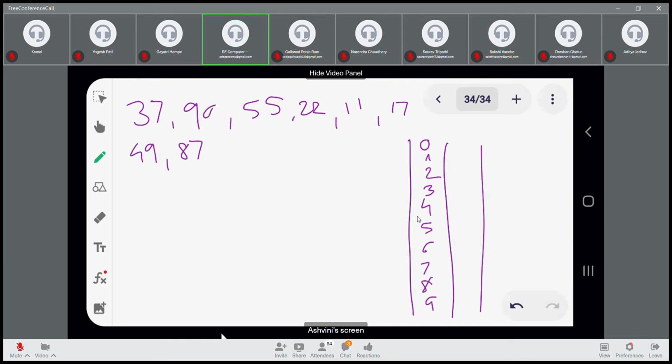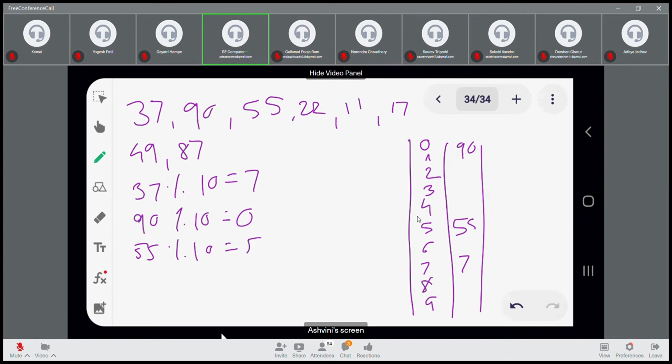So take the first number 37. Your mod value is 7. So you need to place 37 at location 7. Then after 90, mod 10 is equal to 0. Place at 0. Then 55, mod 10 is equal to 5. At index 5, you need to place 55. After that 22. Again, it is at location 2. Then 11 at location 1.